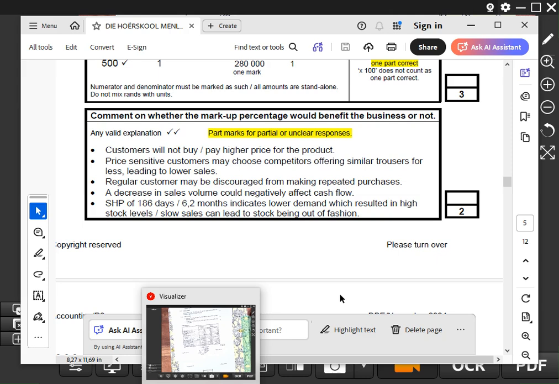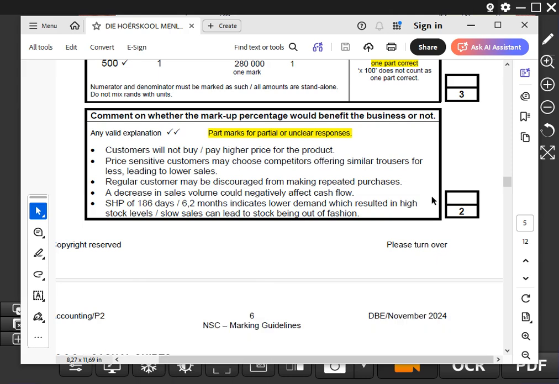No. How do we know that the customer didn't buy? Because there's so much stock on hand. Remember, you didn't have to mention that, ne? But you can see it. If your stock is on hand for more than 6 months, people don't buy.